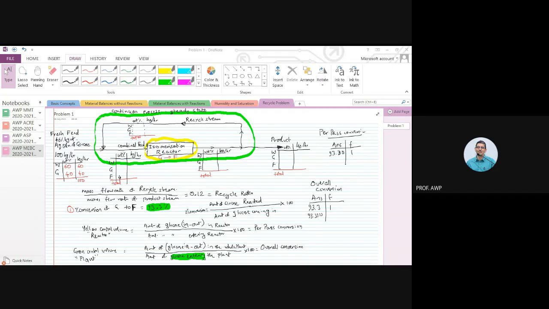Any other answer for per pass conversion? Any other answer for overall conversion? So 2 minutes, sir. Yes, yes. Take your time.